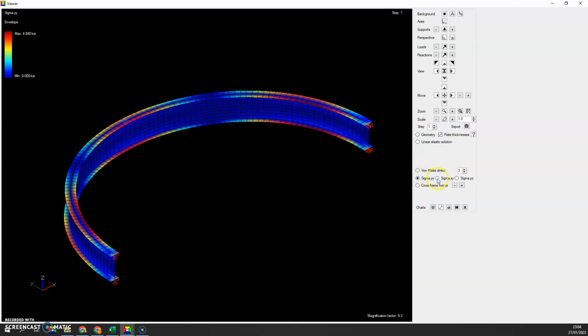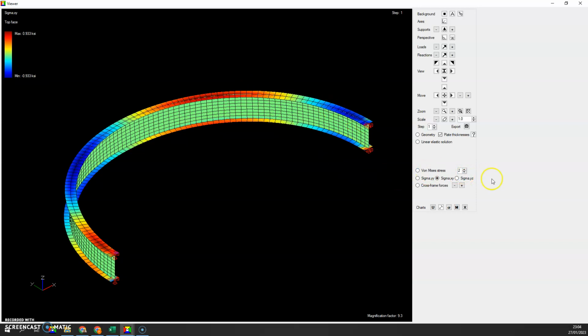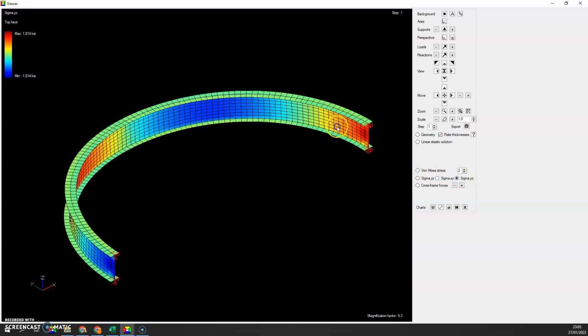We can also look at other stress components, so that would be sigma xy, which is kind of a torsion on the flanges. This is the envelope, so it's always positive. If we want to look at the top face, we would select 2 here, 2 sigma xy top face. We can also look at the sigma yz stress, which is the torsional stress on the web.